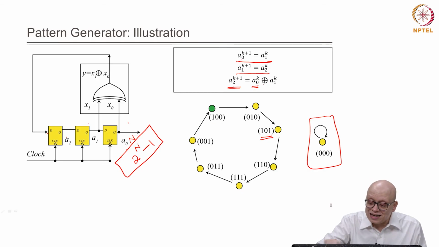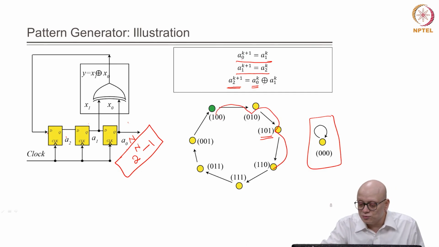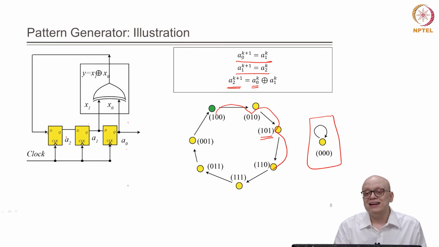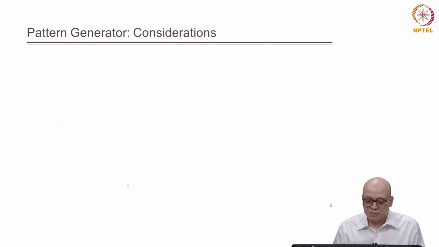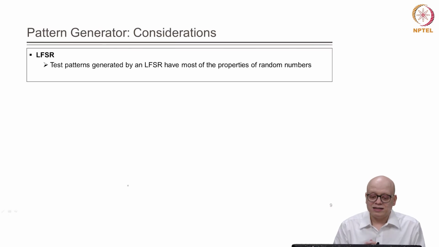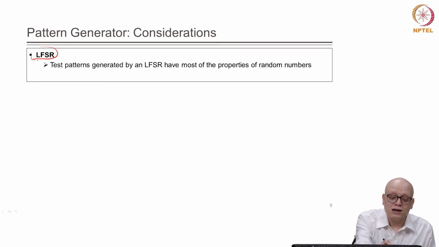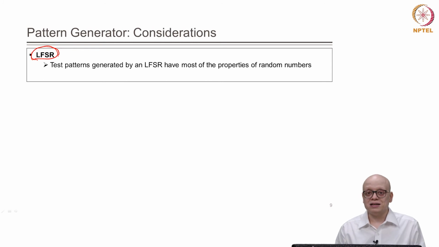Note that the states we are getting here, 1 1 1, 0 0 0 1 0, then 1 0 1, 1 1 0 and so on, look like a random pattern. It is not a kind of counter. It is generated in a random way. The test patterns generated by an LFSR have most of the properties of random numbers. That is one of the biggest reasons why we use LFSR for generating random test patterns in BIST based testing.